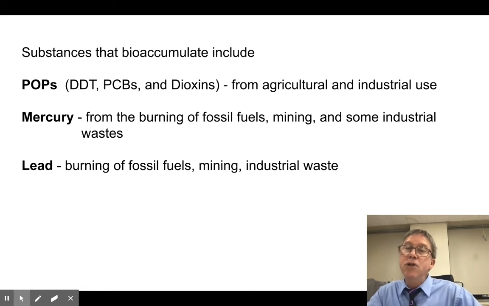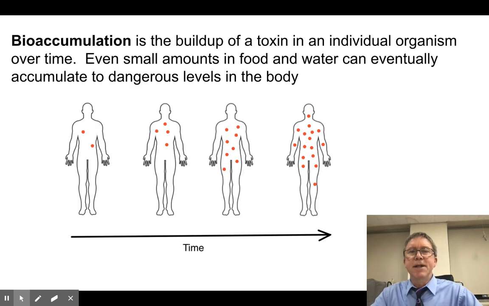But there's 2 others you should know about. One is mercury, and the other one is lead. So the main source of mercury is the burning of fossil fuels. It also comes from mining and some industrial wastes. And lead, again, comes from burning fossil fuels and mining and industrial waste. So we're going to look at each of these in turn just to get a sense of what it is that they do.